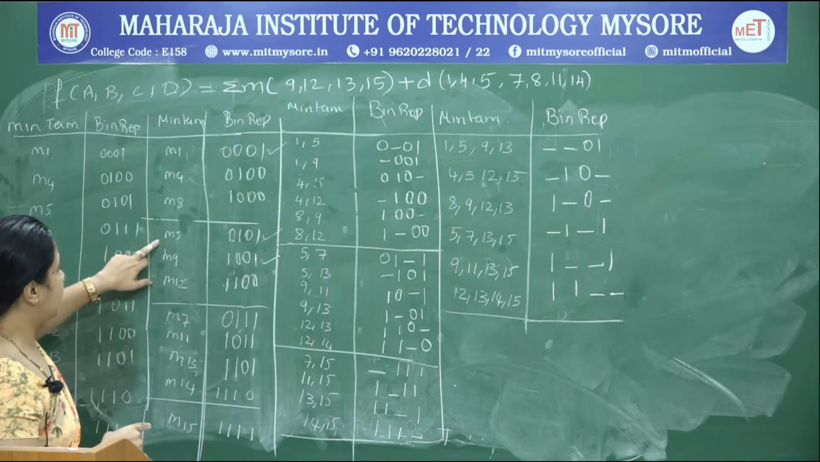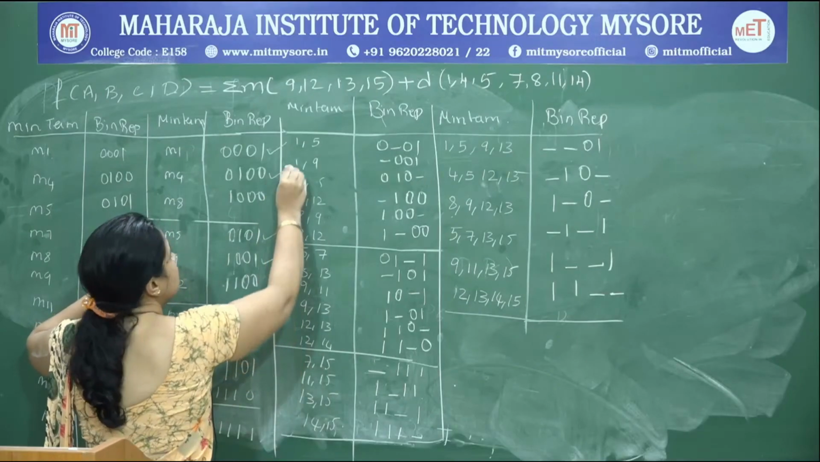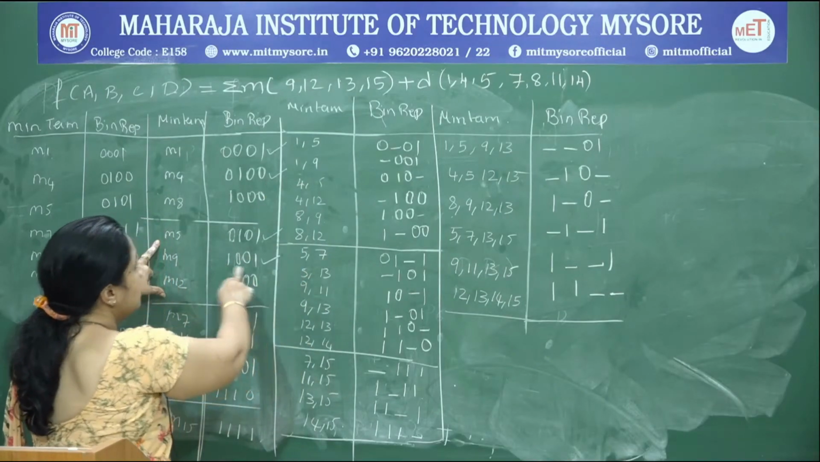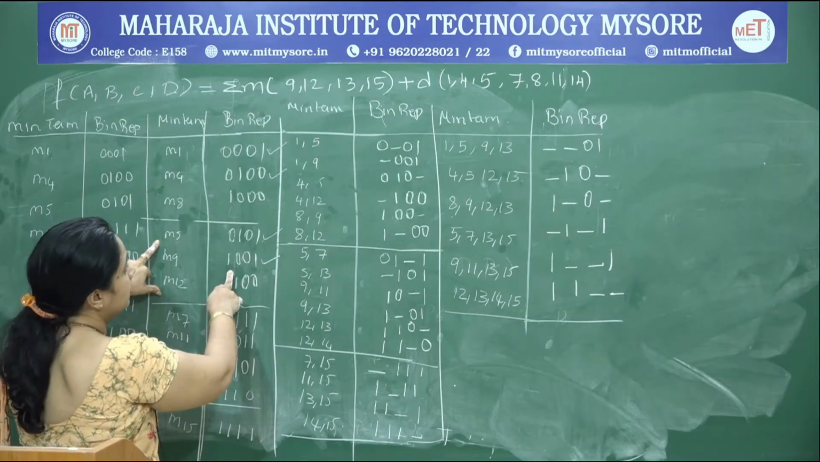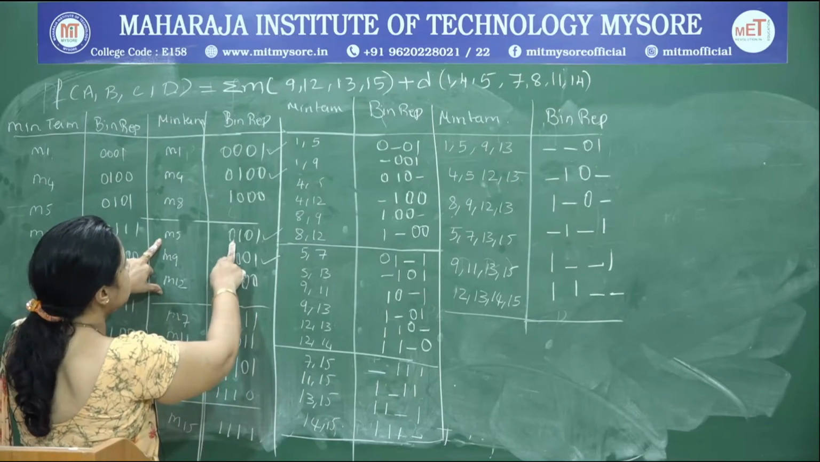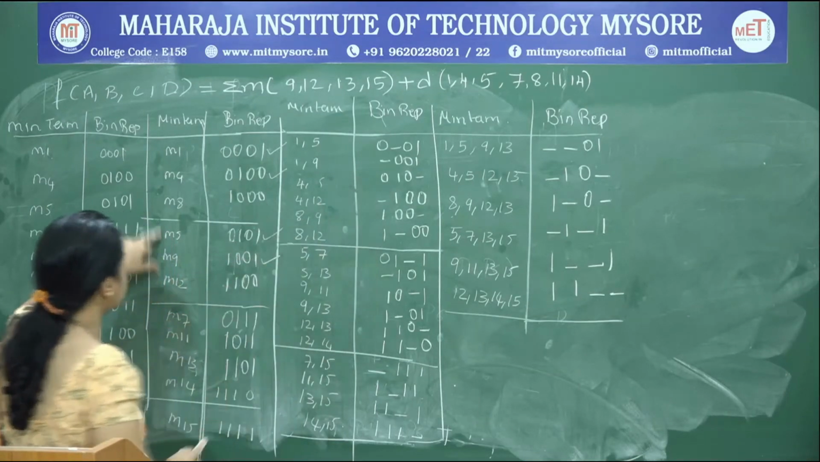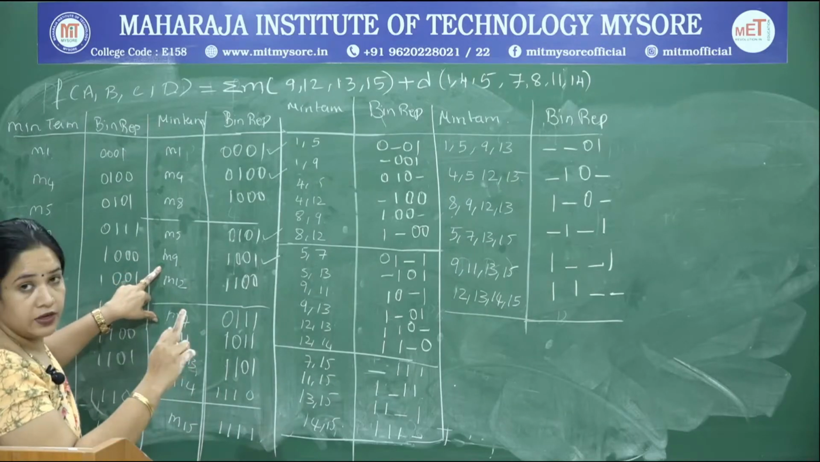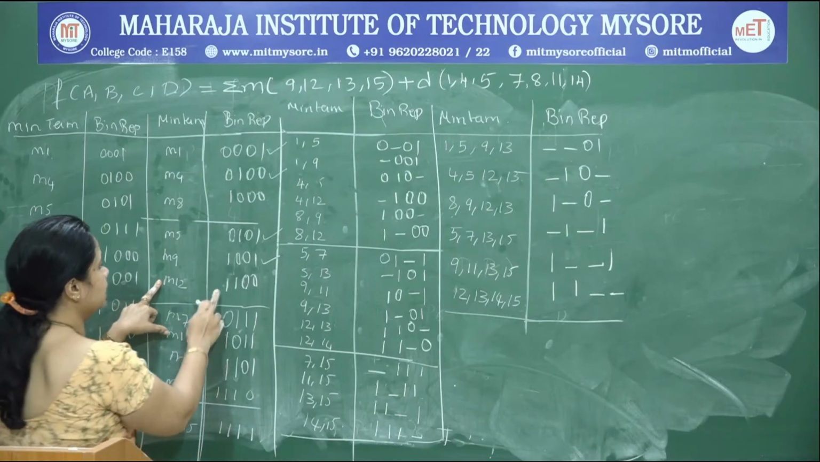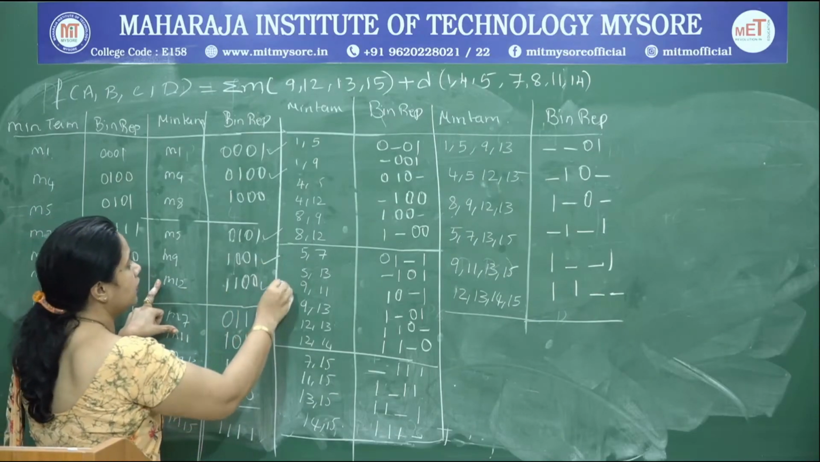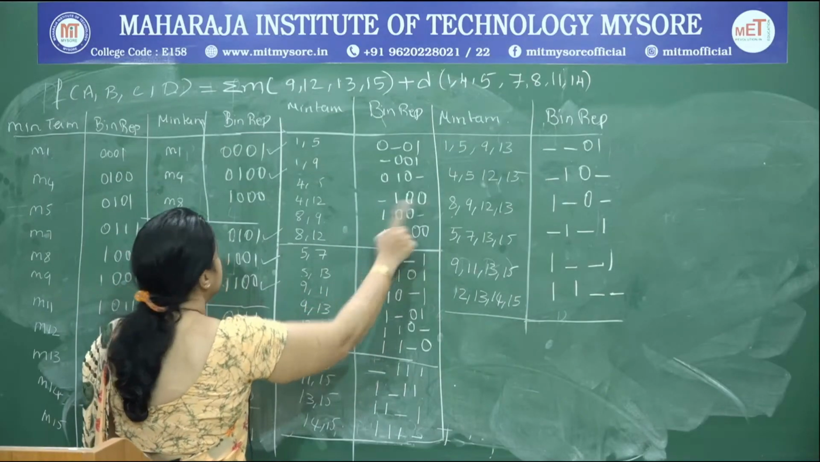Now compare 4 and 5, yes, it varies by 1 bit position, we have carried it to the next column by replacing the varying bit position with a dash. So 4 and 5 is going to be 0 1 0 dash. Next we have 4 and 9, it does not vary by 1 bit position, no need to carry, and 4 and 12, yes, it varies by this bit position, we have carried it to the next column by putting a check mark, it is dash 1 0 0.